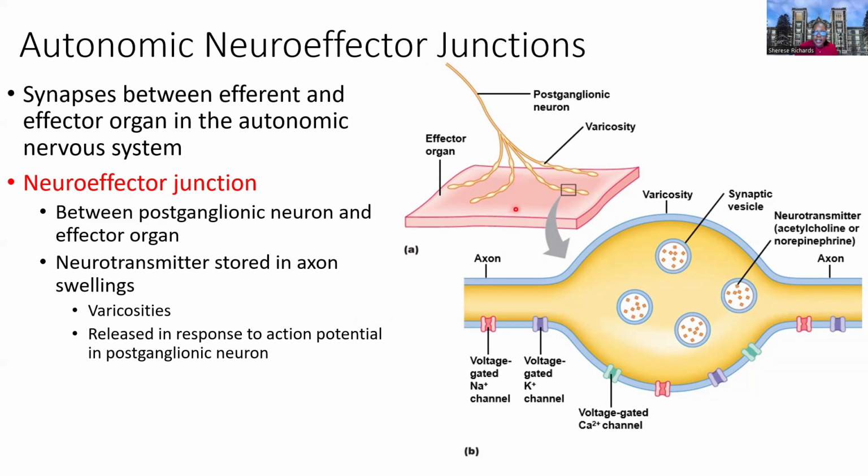The difference here is that we have varicosities. So this is not one neuron to another neuron. This is a neuron ending in these swellings that we call varicosities that actually have the synaptic vesicles with the neurotransmitter inside, and that will release these neurotransmitters to bind to the tissue and bring about the response, okay, by binding to these receptors.